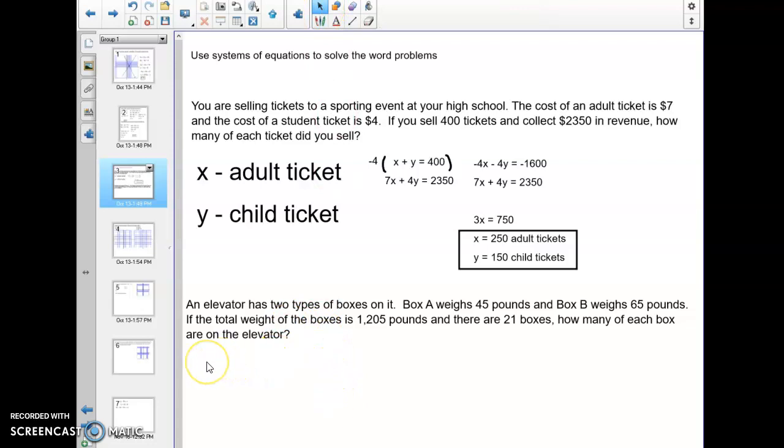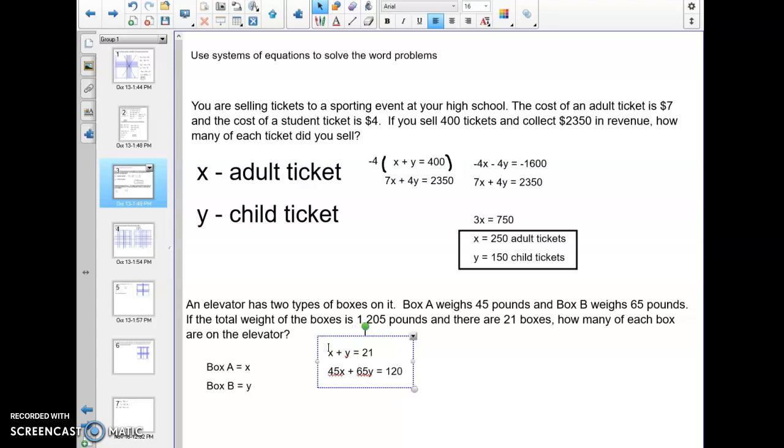Here, we have an elevator with 2 types of boxes. Box A will be represented by X. Box B will be represented by Y. There are 21 boxes between Box A and Box B. So that's X plus Y equals 21. The weight of Box A is 45. The weight of Box B is 65. And together, the total weight, 45 times the number of 45-pound boxes and 65 times the number of 65-pound boxes, adds up to 1,205.